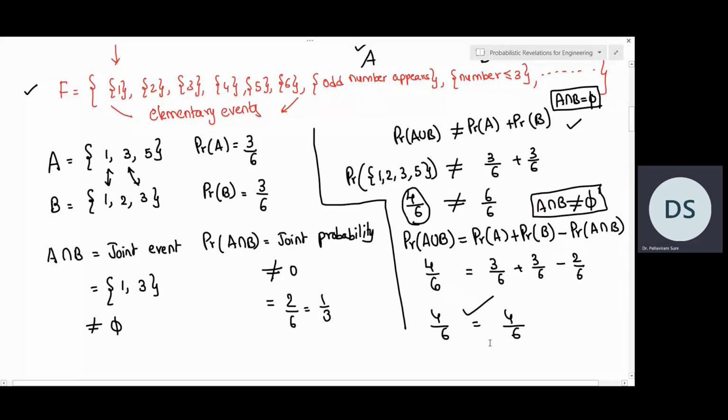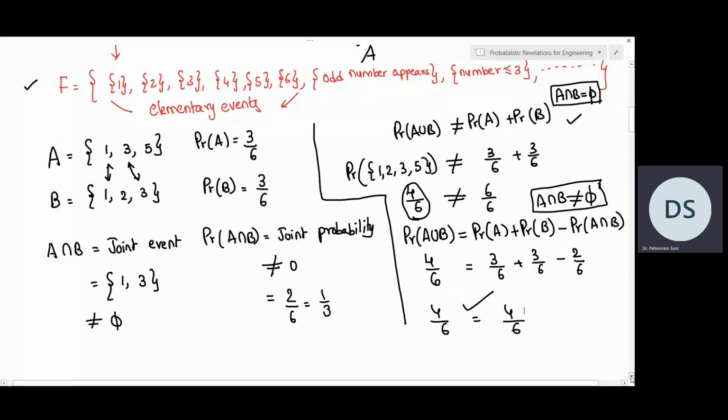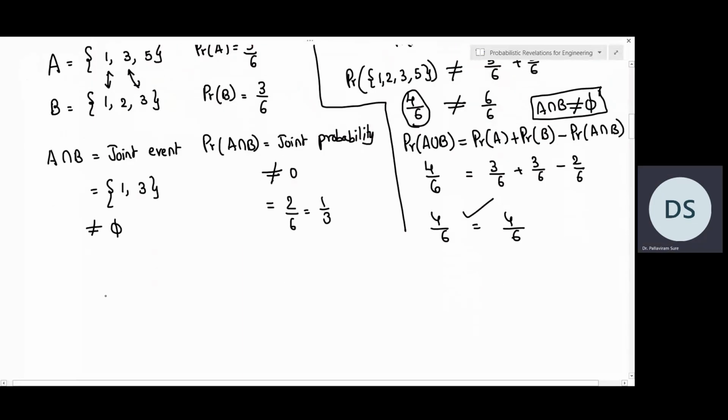So thus we get a new equation in probability, that is, the probability of A union B is equal to the probability of A plus the probability of B, and subtract the joint probability.